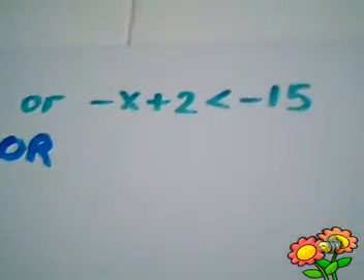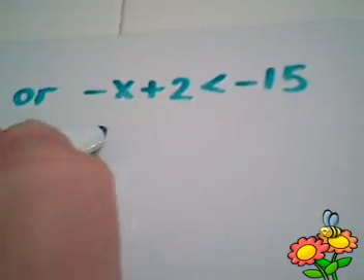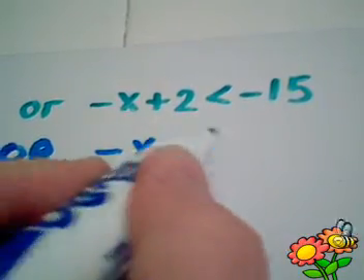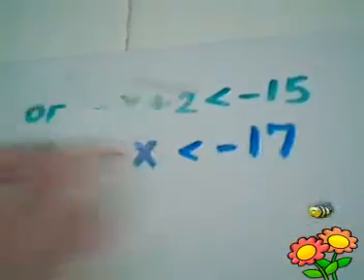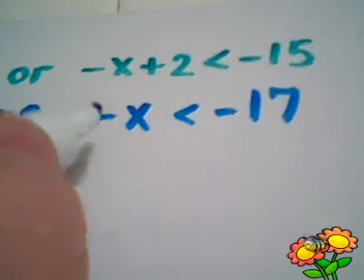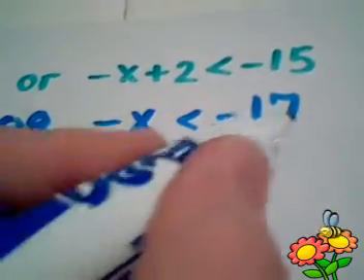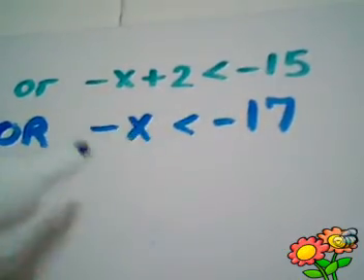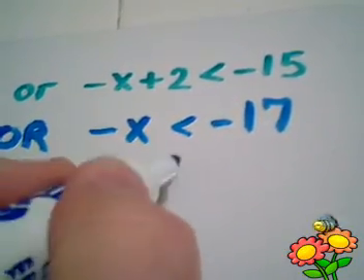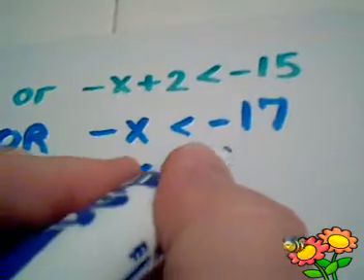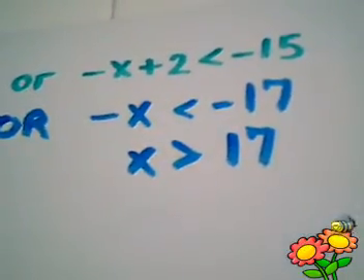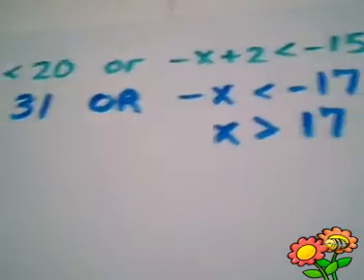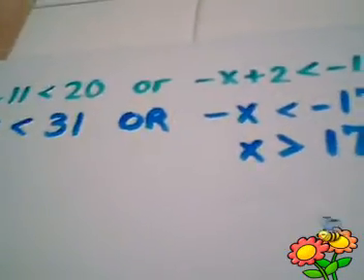On this part of the problem, we're first going to subtract 2, which gives me that the opposite of x is less than negative 17. But of course, we can't leave the negative 1 in front of the x. We have to either multiply or divide both sides by negative 1 of this inequality, which is going to make this say x is greater than 17. So here we go. We've got x is less than 31 or x is greater than 17.